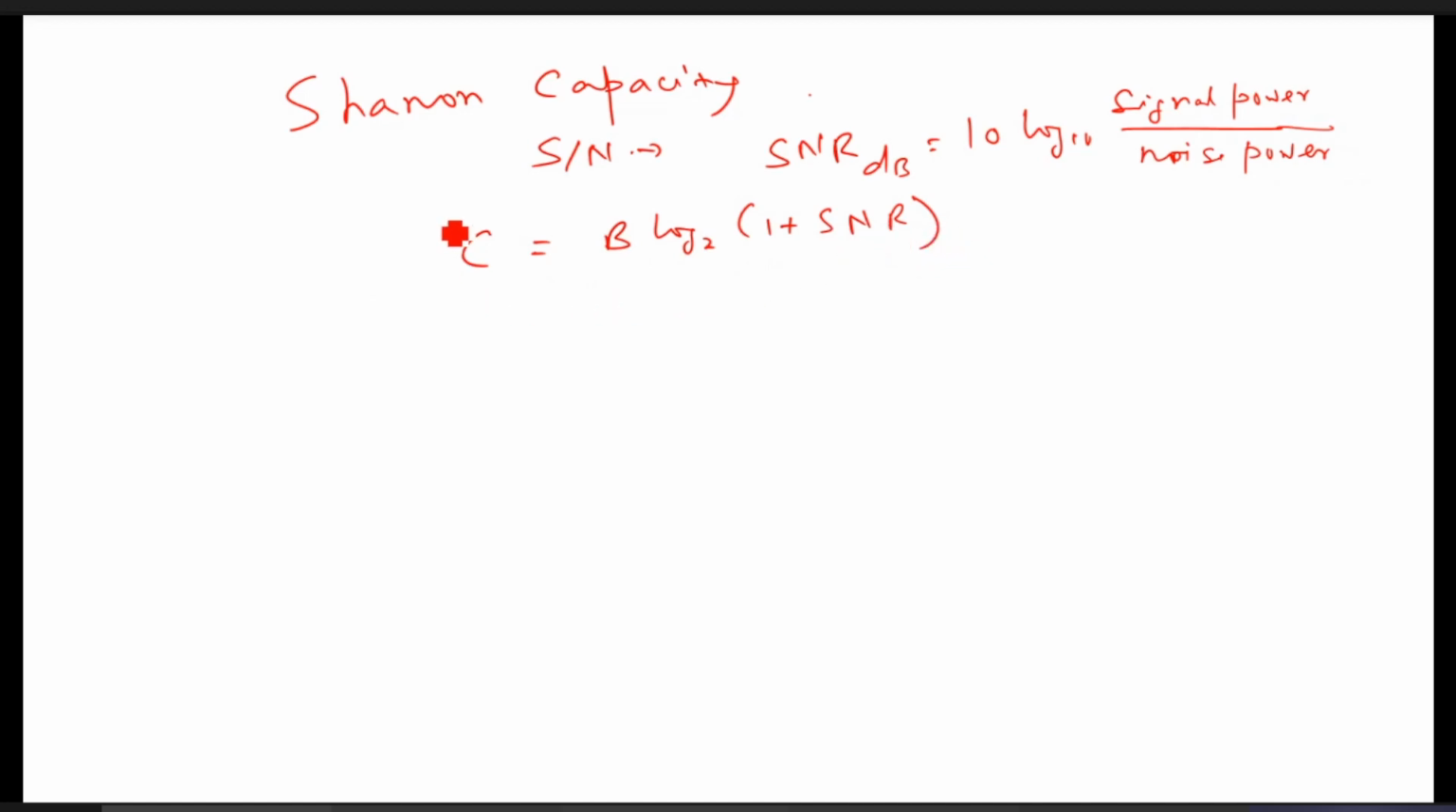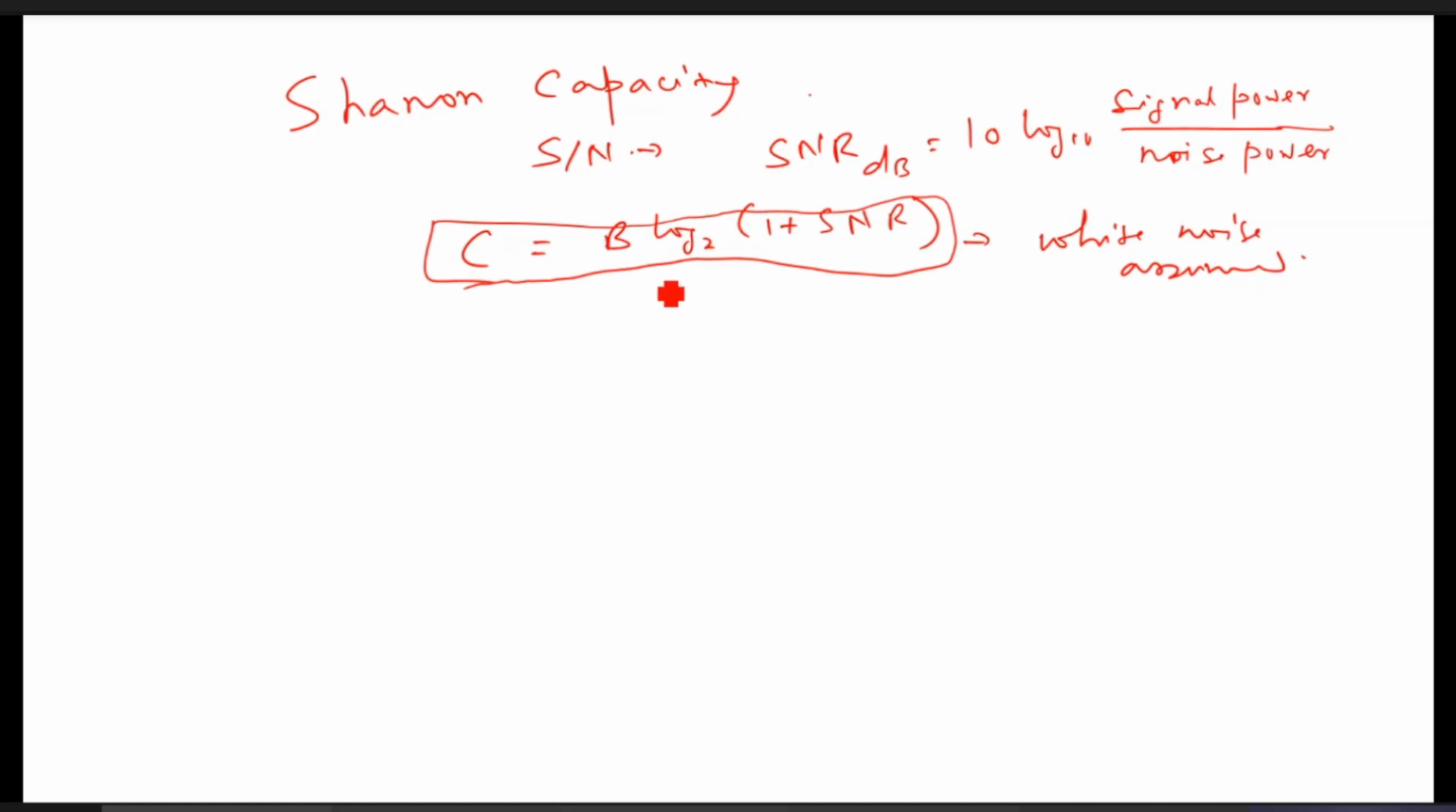But of course, here also it is more practical than the Nyquist, but it is still a theoretical maximum. Just now I mentioned that only white noise is assumed in this case, but other noises are also there, like impulse noise, attenuation, delay distortion. Those are not considered in these relations. But it is more practical than the Nyquist capacity. Nyquist capacity is for a noise-free environment, and it is just twice the bandwidth, the theoretical maximum capacity. But in this case, it depends upon the signal to noise ratio. So this is the Shannon capacity.